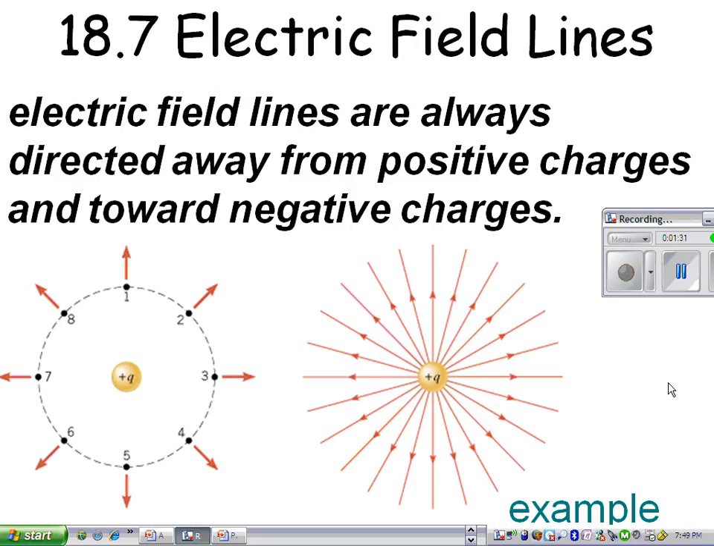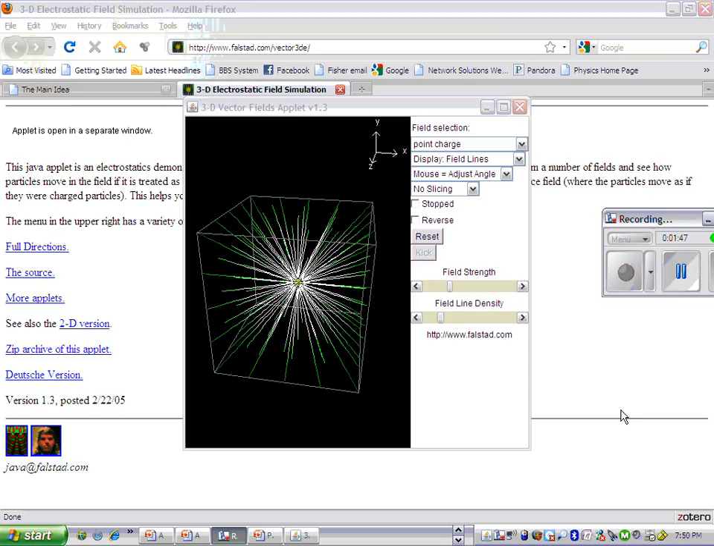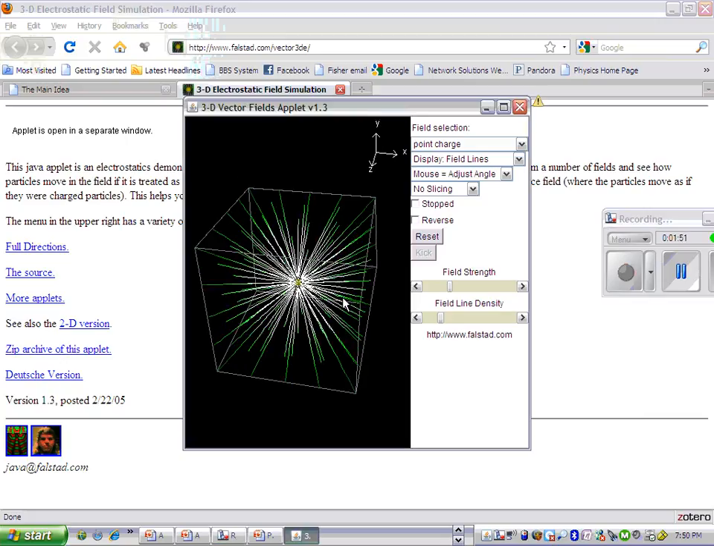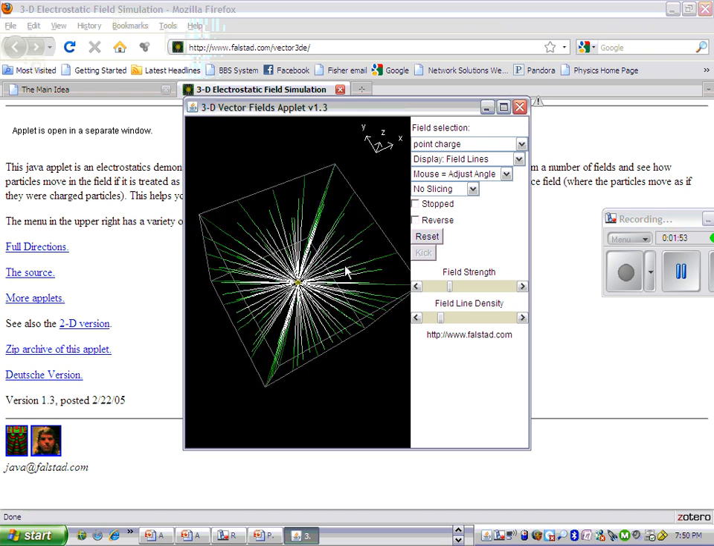Now we want to look at the electric field lines. Electric fields are always directed away from positive charges and towards negative charges. An electric field line always shows the direction a positive charge would be moved in if you placed it in the electric field. Here's an example of what the field lines might look like for a point charge. They're going outwards from the center.